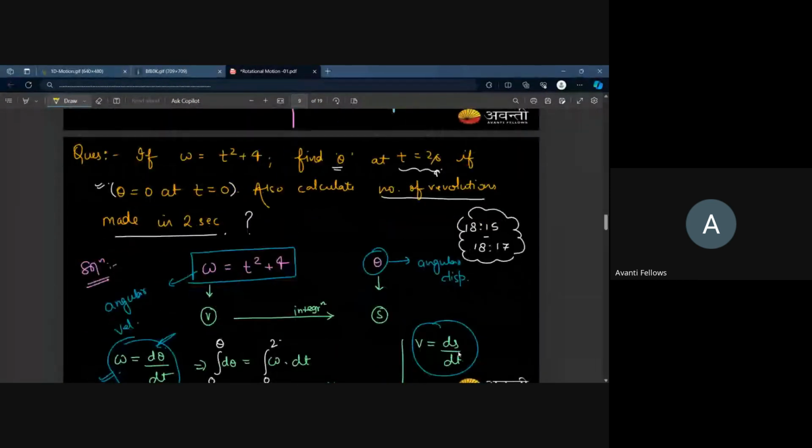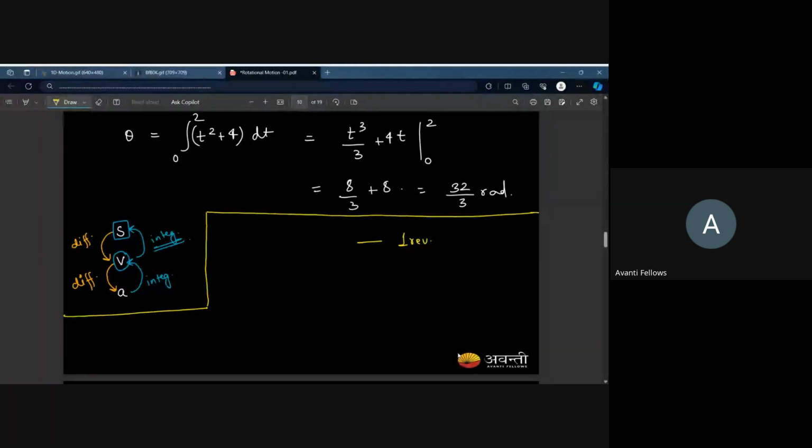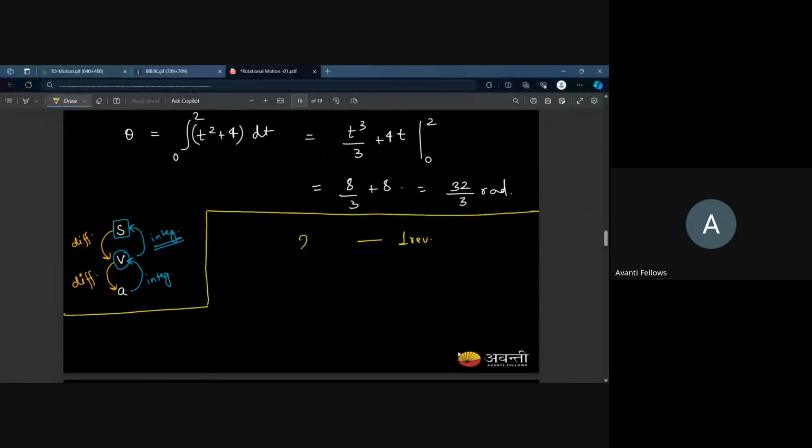Let's come to the second part of this question. They want you to give the number of revolutions made in 2 seconds. Okay, number of revolutions. Just tell me one thing. If I took one revolution, what theta would I have traveled? What is the angular displacement for one revolution? For one complete revolution, what is the angular distance? By what degree you traveled so that you could say, yeah, I completed one revolution? 360 degrees. Exactly. It is 2 pi radian. Very good.